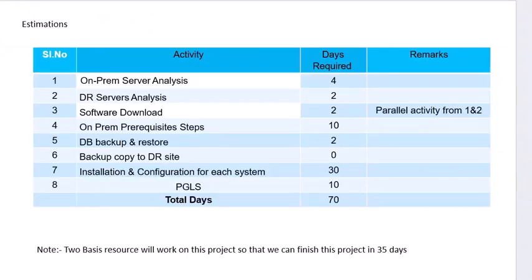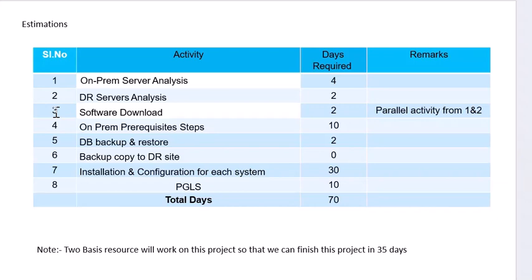After that, you have to give estimations. What estimations do you have to give? On-premises server, DR server, software downloads on premise. So what are the tasks you are going to carry forward during this project? For each, you have to write the number of days, 4 to 10, whatever time you want. In remarks, if it is parallel, you mention parallel; if not, it is not parallel. If we require two Basis resources, you have to define how many resources you require and how many days. Currently, what I have written here is that I need two Basis resources and 35 days to complete this entire project.